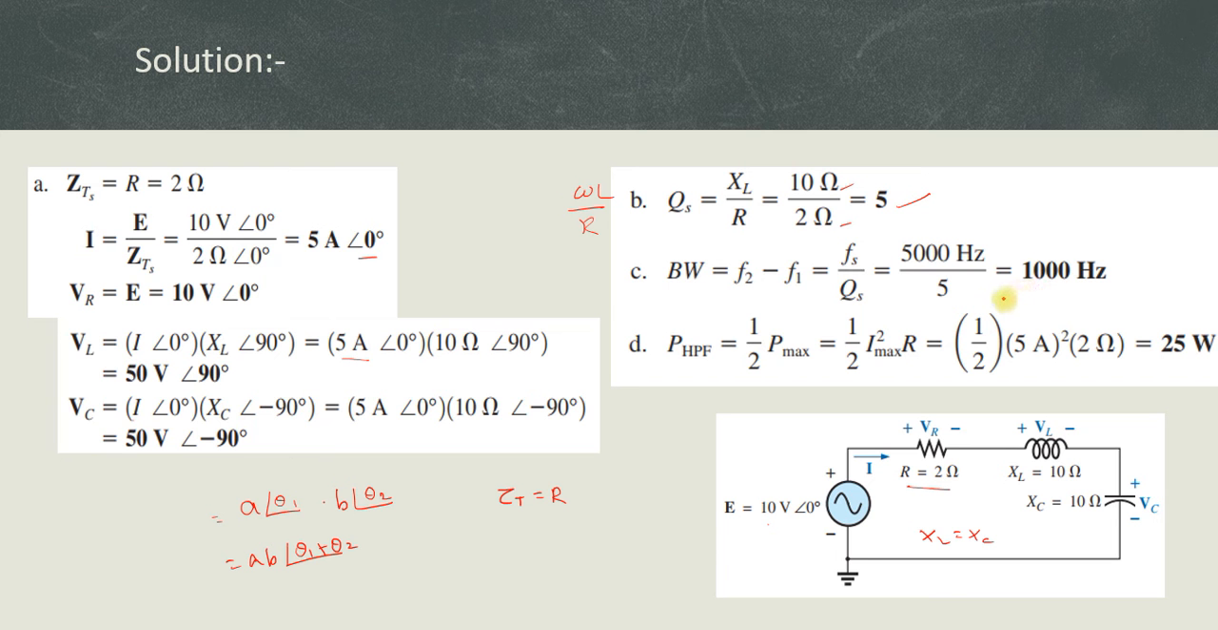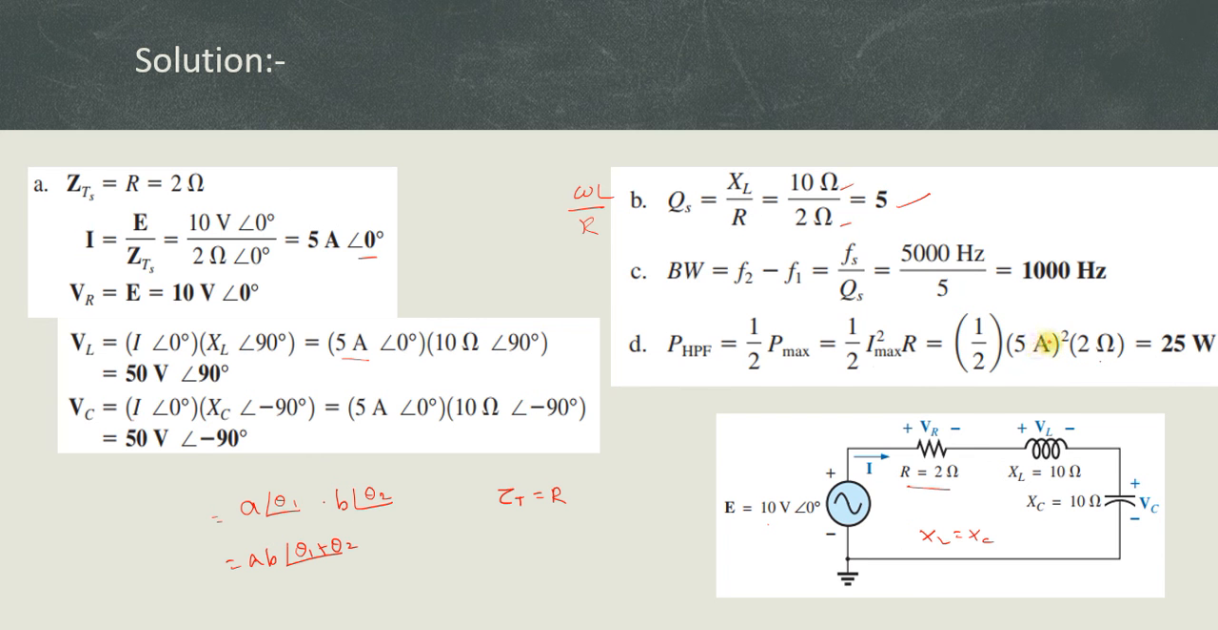And what is the half power value? What is the power transfer at half power frequency? Which is equal to 1 by 2 into P max. P max is nothing but I square into R. I max, the maximum current, is 5 ampere, therefore 5 square into 2 ohm divided by 2, therefore 25 watts is the power transfer at half power frequencies.